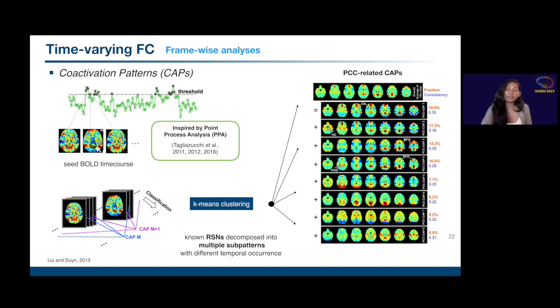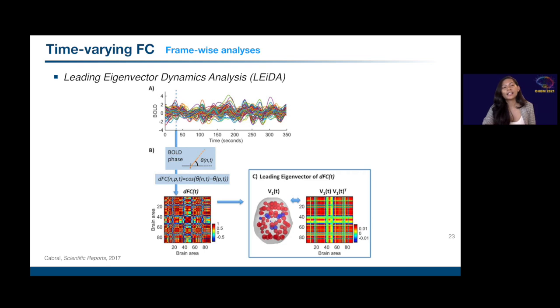Another method under frame-wise analysis is the leading eigenvector dynamics analysis that was introduced by Joana Cabral, who is also going to present in this course. What they did here is get rid of the window by computing the connectivity using an instantaneous coherence connectivity method. This method leverages identifying the phase coherence between signals at each region and at each time point, using the Hilbert transform of the fMRI time courses. Doing it at pairwise regions yields a coherence connectivity matrix whose temporal evolution can then be assessed.